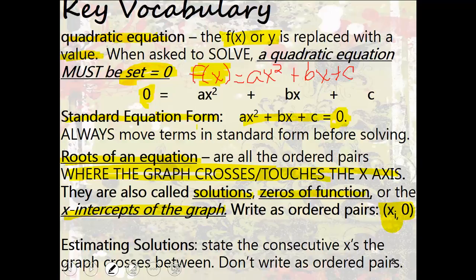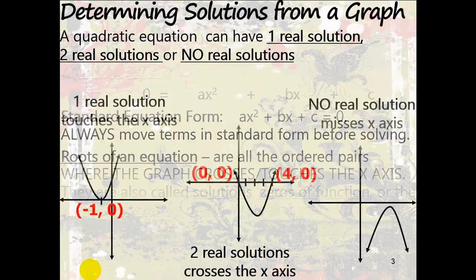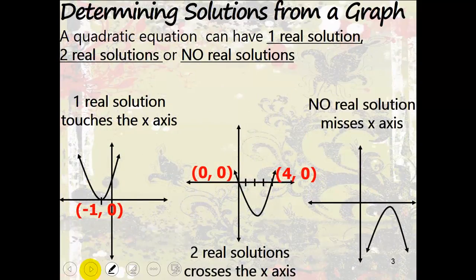Sometimes we won't get nice integers and we will have to estimate the solutions. If we are estimating, we will say something like, oh, x is between 1 and 2. We don't have the exact root, so we don't write it as an ordered pair. Let's determine them from a graph first.